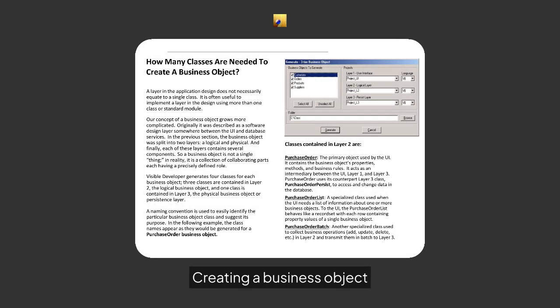Creating a business object involves multiple classes across different layers. This slide explains the complexity of business objects, highlighting the roles of various classes in the logical and physical layers and their collaboration to form a cohesive unit.